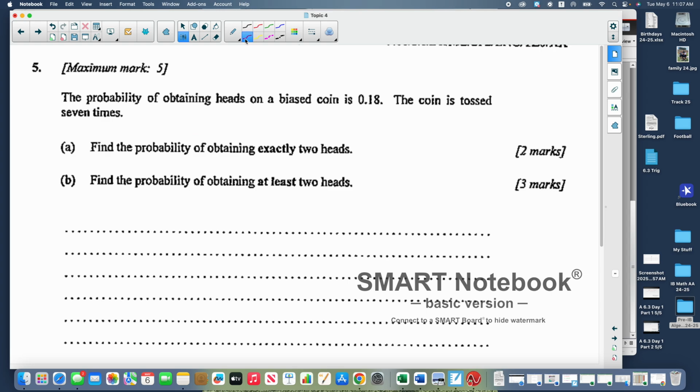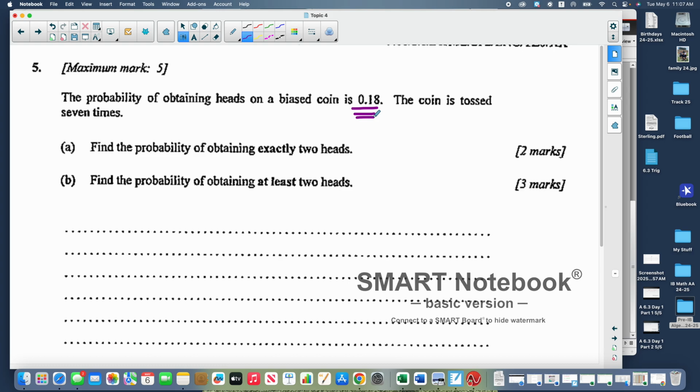By the way, is this normal right here for a coin? No. No, it's normally 50-50, right? So this one's biased, so it looks like that, so pay attention there. Find the probability of obtaining exactly 2 heads. How many times did I flip the coin? 7 times. 2 heads. Now here's the thing, this is where it gets a little bit complicated.